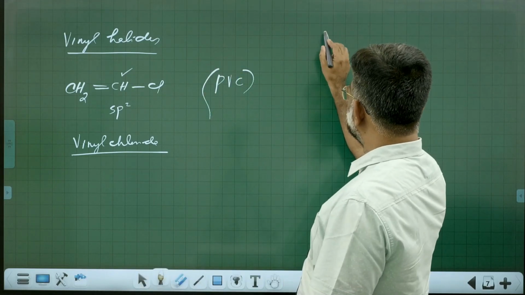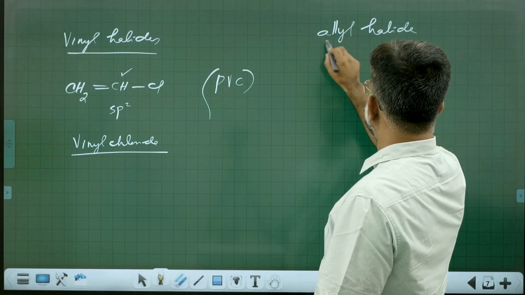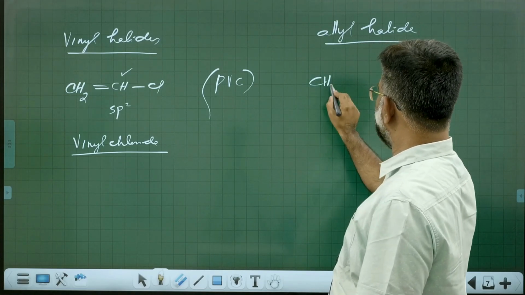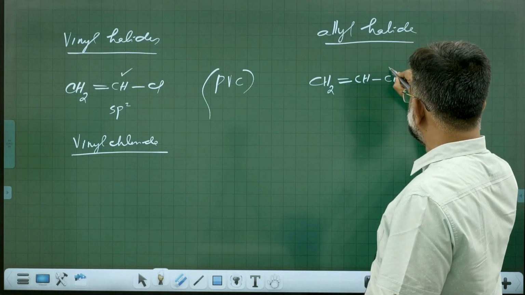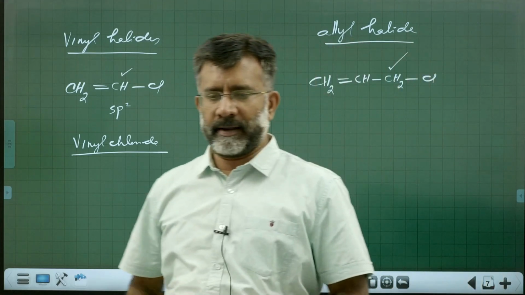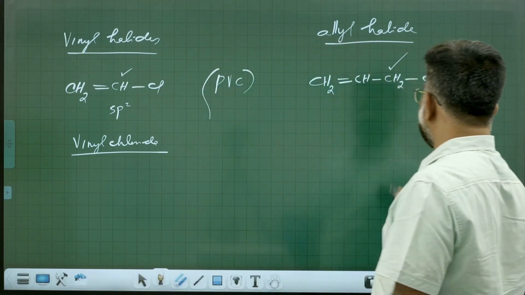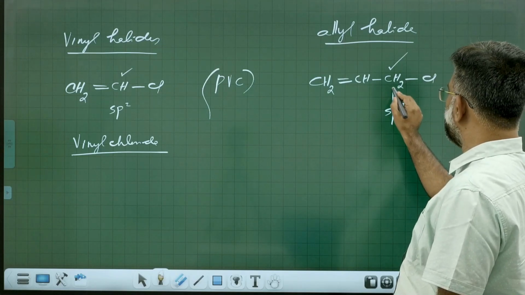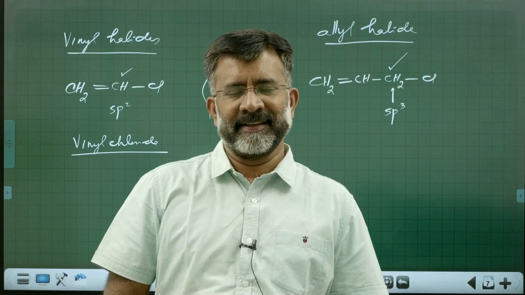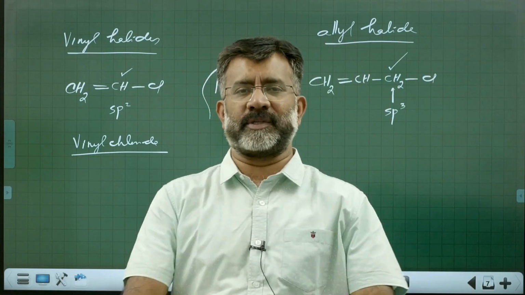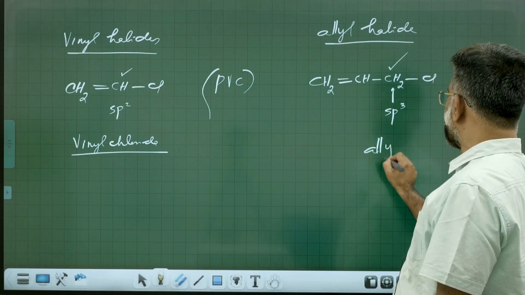There is another class of halide, that is allyl halide. What is an allyl halide? CH2=CH-CH2Cl. This carbon is called allyl carbon. Allyl carbon is an sp3 carbon next to a double bond. Right? So that carbon carrying a halogen, that is called allyl halide, allyl chloride. This is allyl chloride.